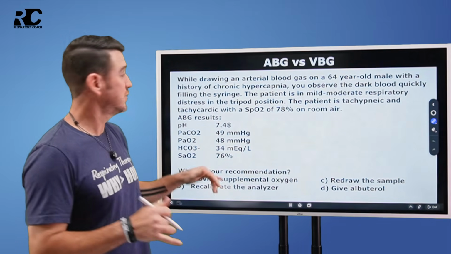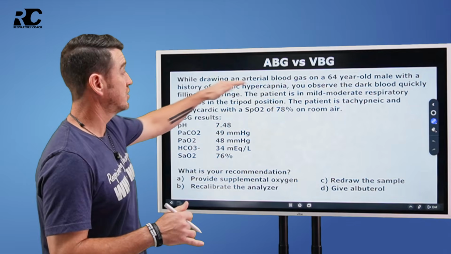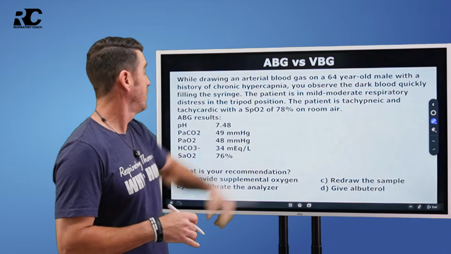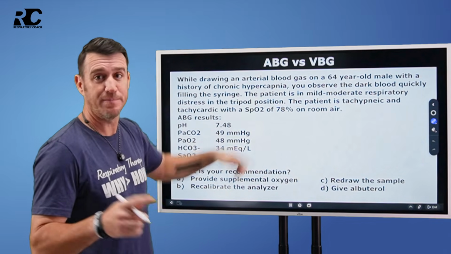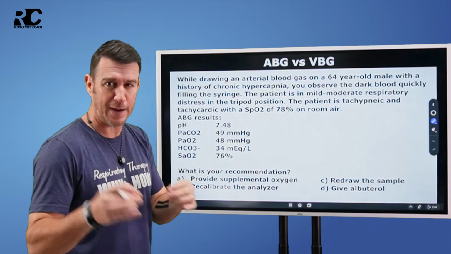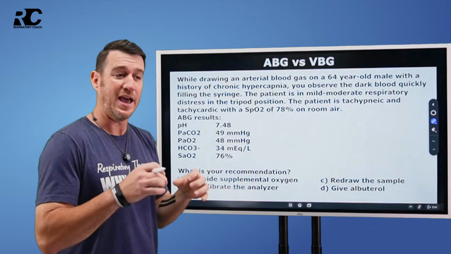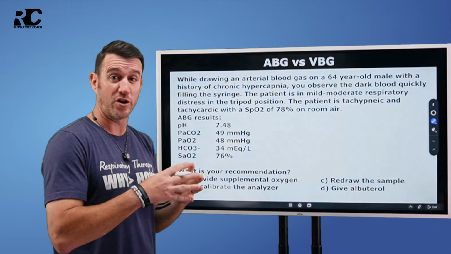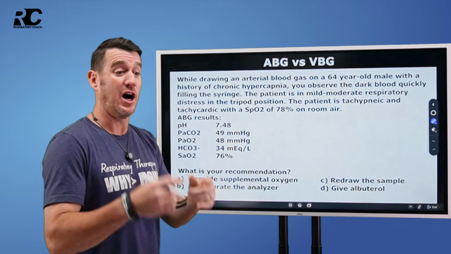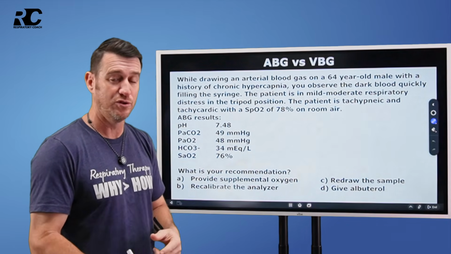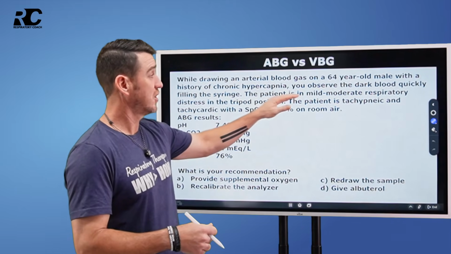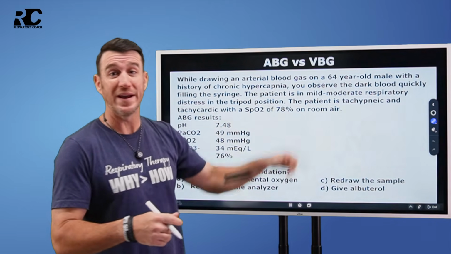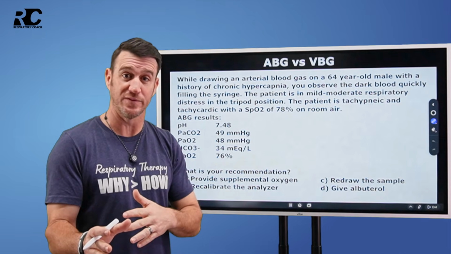Now when we look at this one, what we see is that we're drawing an arterial blood gas on a 64-year-old male with a history of chronic hypercapnia. Make note of that. Anytime you read that, chronic hypercapnia, that tells you this person has some sort of cardiopulmonary disorder that causes them to live with a higher CO2 than normal. You observe the dark blood quickly filling. So we haven't seen this version of this yet, have we?